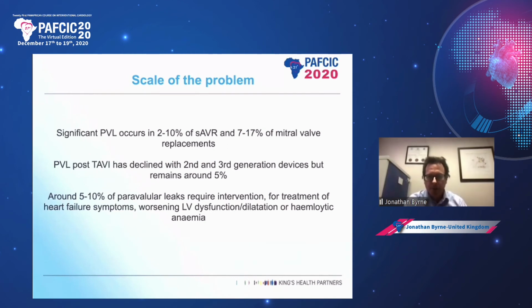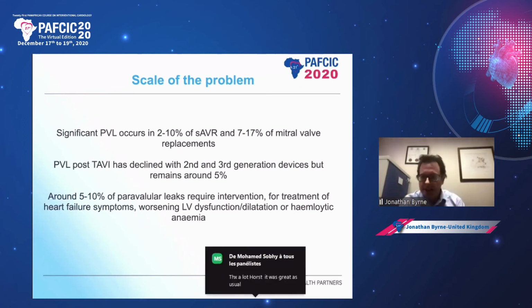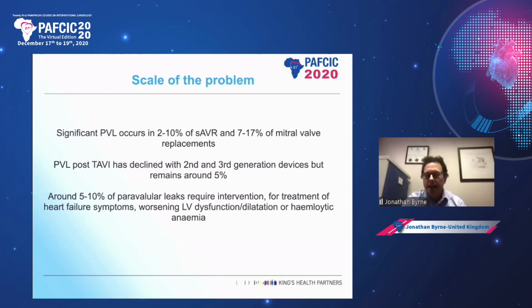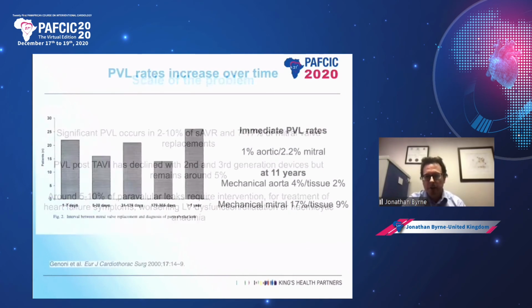So it's important to recognize that paravalvular leaks are common. They occur in up to 10% of surgical aortic valve replacements, and up to 15-70% of mitral valve replacements. They've also been seen with decreasing incidence in the post-TAVI population. But most of these do not require intervention, and really only 5 to 10% in total would need treatment. We'll talk about the indications in a moment. I think it's important to make sure you select the patients correctly for the procedure.